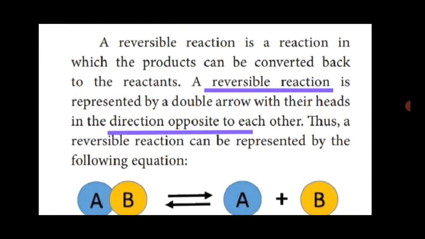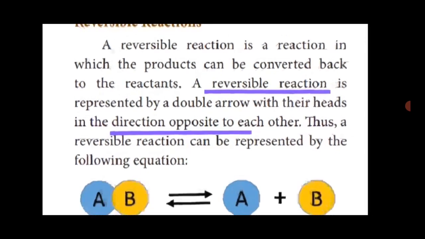The reversible reaction is represented by the double arrow with their heads in the direction opposite to each other. The reversible reaction can be represented by the following equation. AB is one of the reactants. The reactant gives two products, namely A plus B. A is a product and B is a product. These two products combine back to form the reactant AB again. So the double arrow mark indicates this is a reversible reaction.